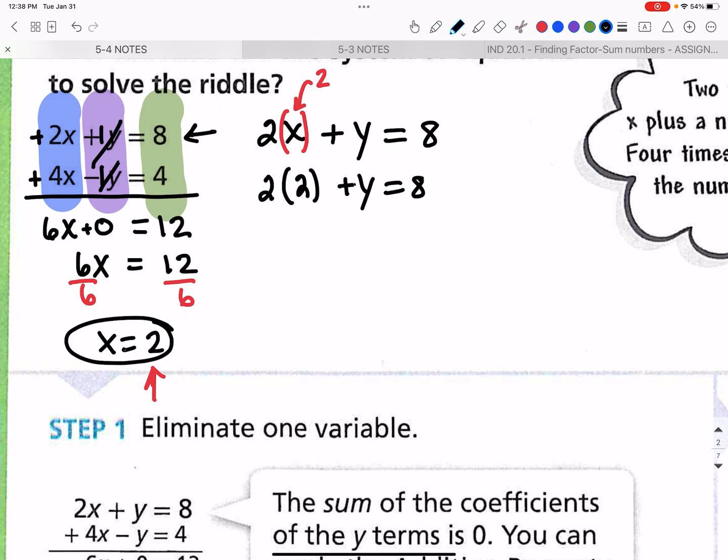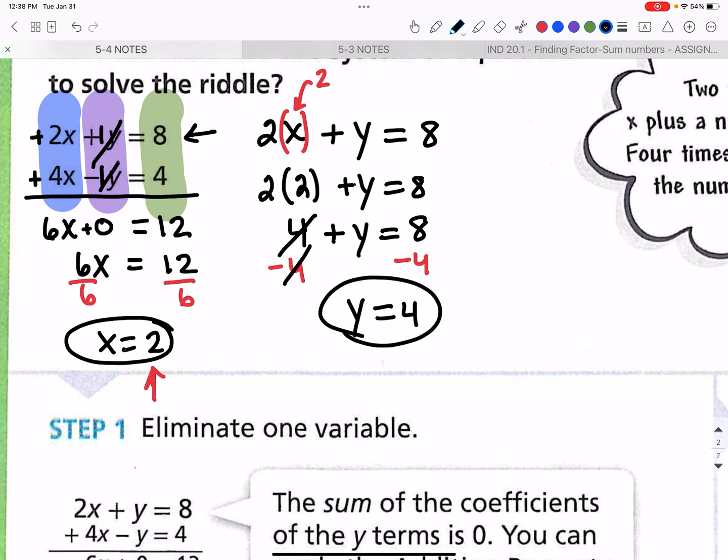And then you always get rid of the multiplication or the distribution, the parentheses, however you want to think about it. But 2 times 2 is 4. I haven't done anything with the plus y equals 8 yet. And now I want to solve for y. So I'm going to subtract the 4 off of there because I want it off of that side with the y. And I'm left with y equals 4. Okay, so there's my x and there's my y. All right, that is using elimination to solve the system of equations.